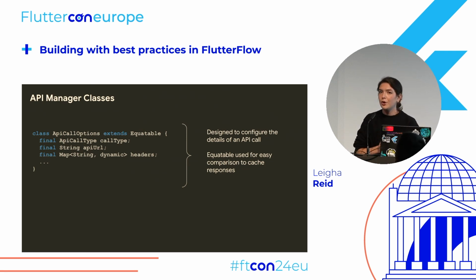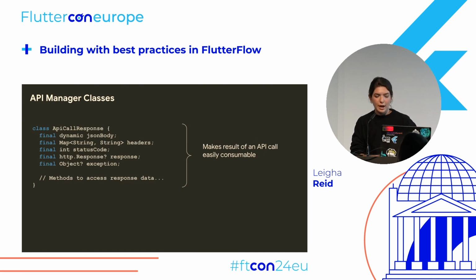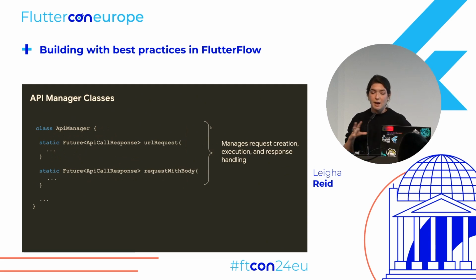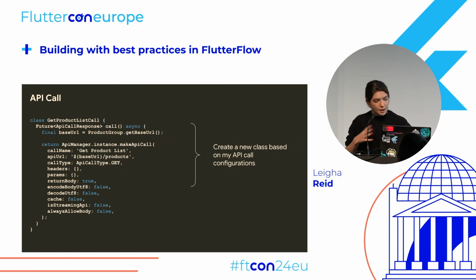And if you look at the generated code once you configure an API call, you'll see a couple different helper classes that we're using behind the scenes. So we have one that represents an API call in general. We have one that just makes the responses of an API call easy to consume. And then we have one that manages request creation, execution, and the response handling. And then I have a class that represents the actual API that I've configured. So in this e-commerce app, I've created an endpoint to get a list of my products, like my trending products for the day. And this class will just represent the things that I've configured on that screen that I showed before.